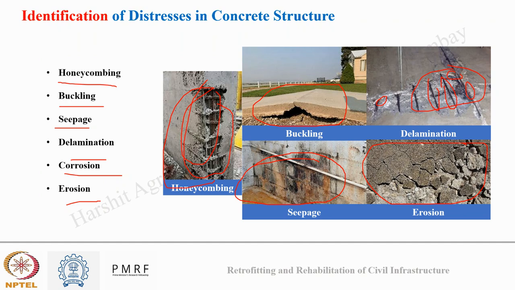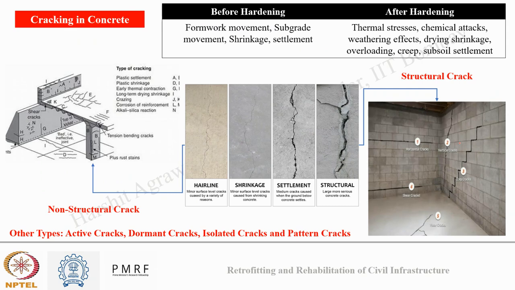Okay, so I hope everyone is clear with these different identification of distresses. Now, there were total 13 distresses, 12 of which we have discussed, and the first and the most foremost distress that we left for discussion was cracking in concrete. So, cracking in concrete is a very complex distribution. Okay, it can occur before concrete hardens due to several reasons like formwork removal, subgrade movement, shrinkage, or settlement.